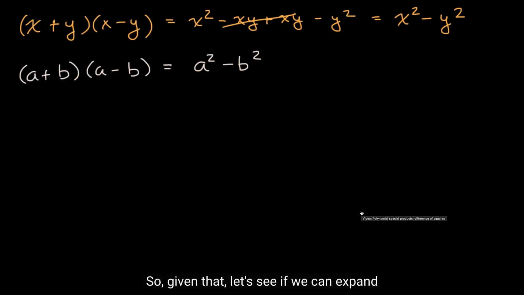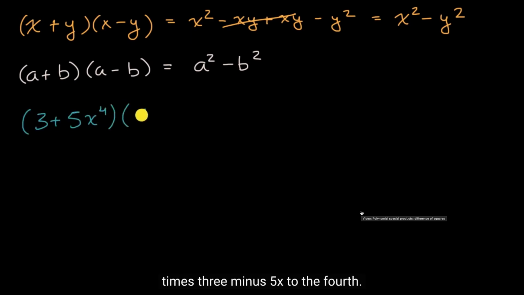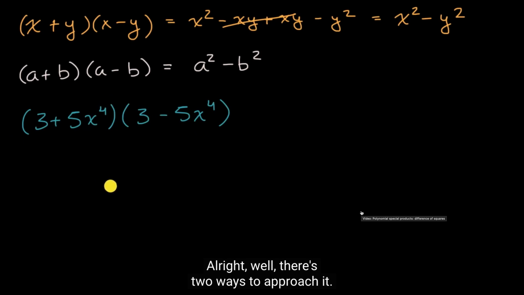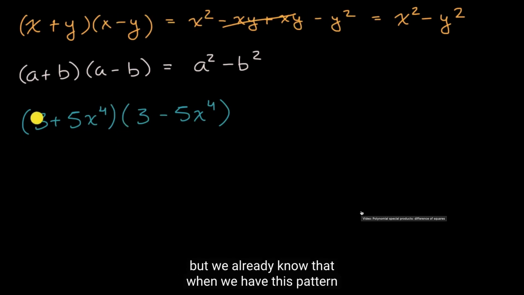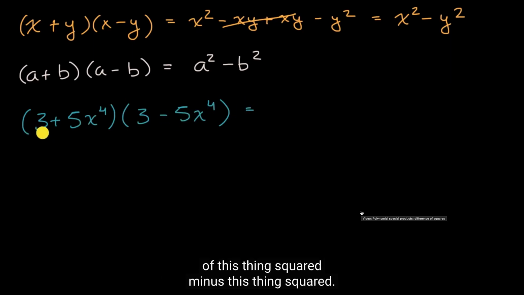So given that, let's see if we can expand and then combine like terms if I'm multiplying these two expressions. Say I'm multiplying 3 plus 5x to the 4th times 3 minus 5x to the 4th. Pause this video and see if you can work this out. All right, well, there's two ways to approach it. You could approach it exactly the way that I approached it up here, but we already know that when we have this pattern, something plus something times that same original something minus the other something, that's going to be of the form of this thing squared minus this thing squared.